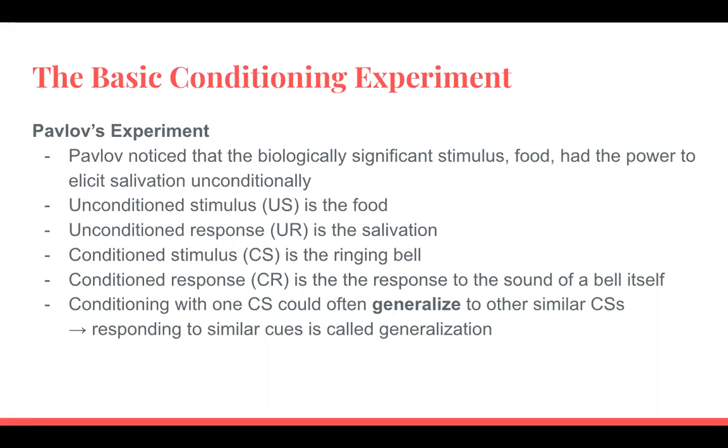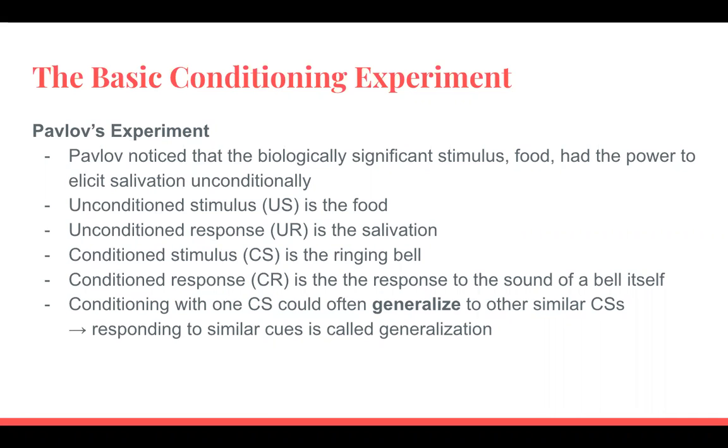The unconditioned stimulus is food. The unconditioned response is the salivation. The conditioned stimulus is the ringing bell, and the conditioned response is the response to the sound of the bell itself. Conditioning with one CS could often generalize to other similar CSs. Responding to similar cues is called generalization.